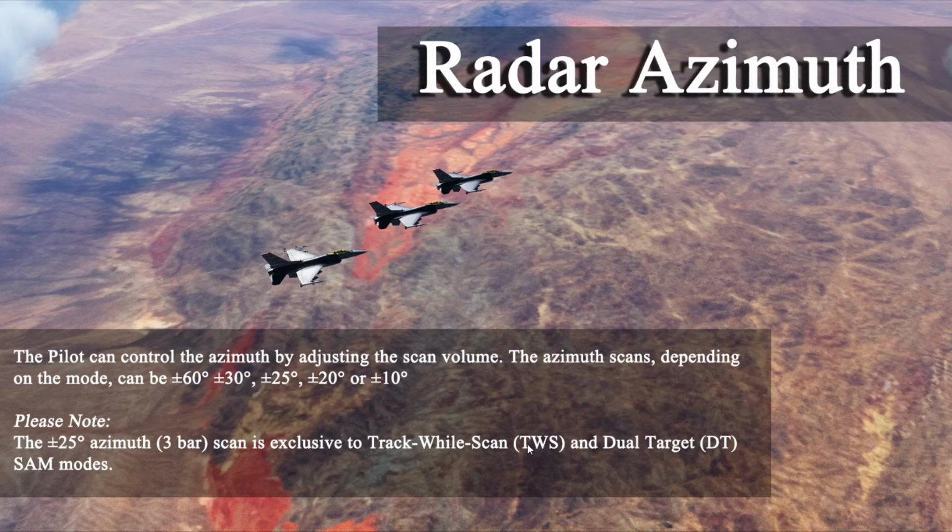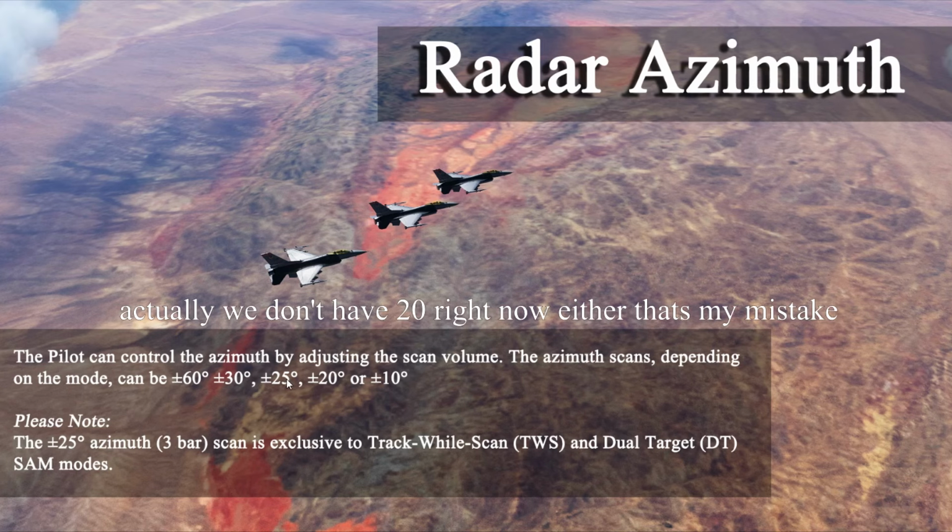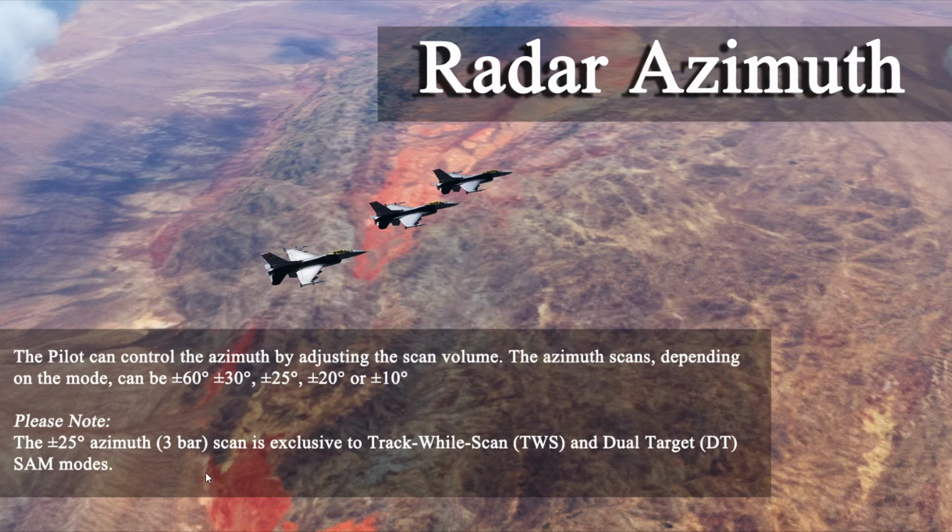These two modes, TWS and dual target, are not available in the F-16 currently. So as we cycle through the azimuths in the radar, you're going to see that we're missing the 25 degree. We only have 60, 30, 20, and 10. So that's why you're not going to see it, and that's why we're not going to discuss it here today. There's no point in weighing you down with a bunch of information that isn't applicable to you as of right now. As that stuff gets implemented, we'll talk about it in the future. Okay, let's go have a look in the cockpit.